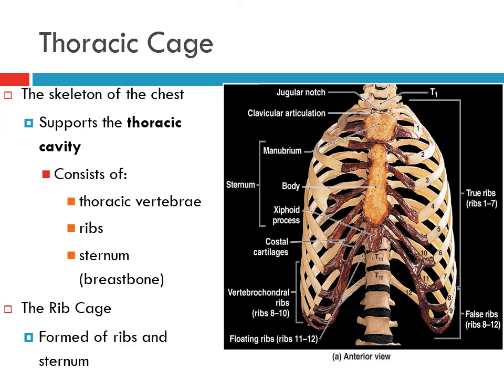Last, we're going to talk about the thoracic cage. So the thoracic cage is made up of the thoracic vertebrae, the ribs, and the sternum. The sternum is the breastbone in the front. The rib cage is just the ribs and the sternum. So the thoracic cage includes the thoracic vertebrae. The rib cage is just the ribs and the sternum.